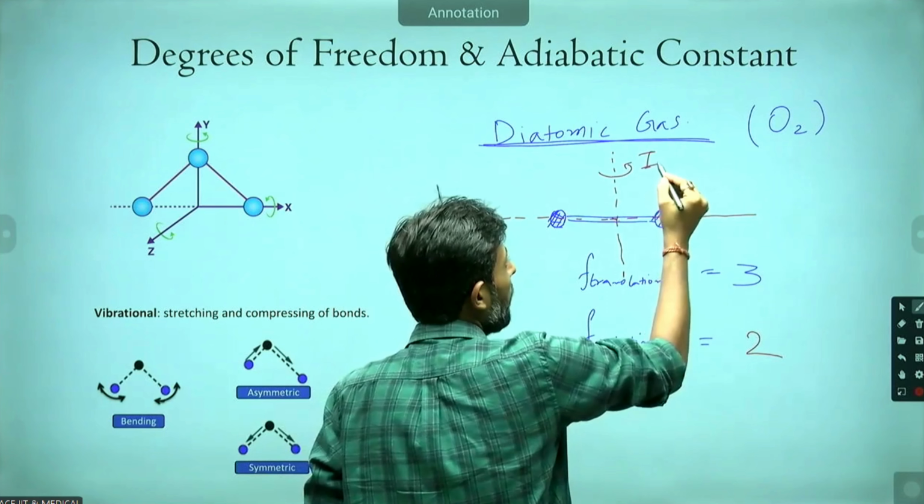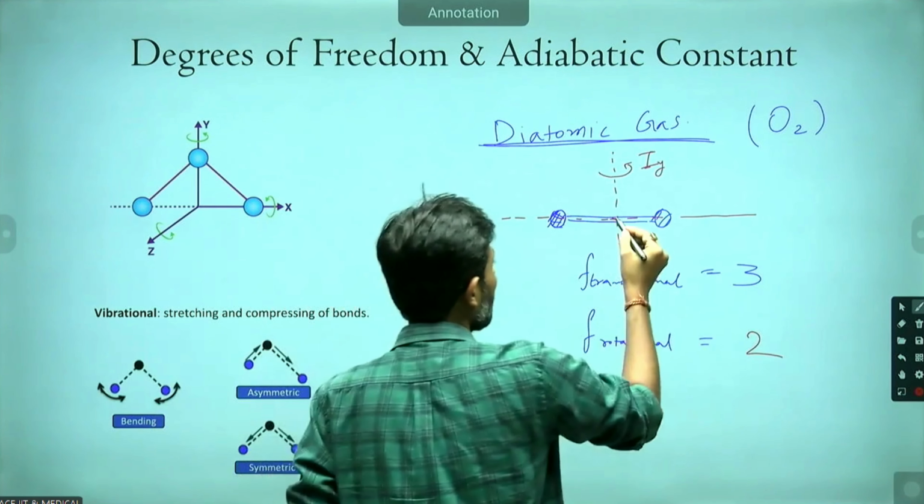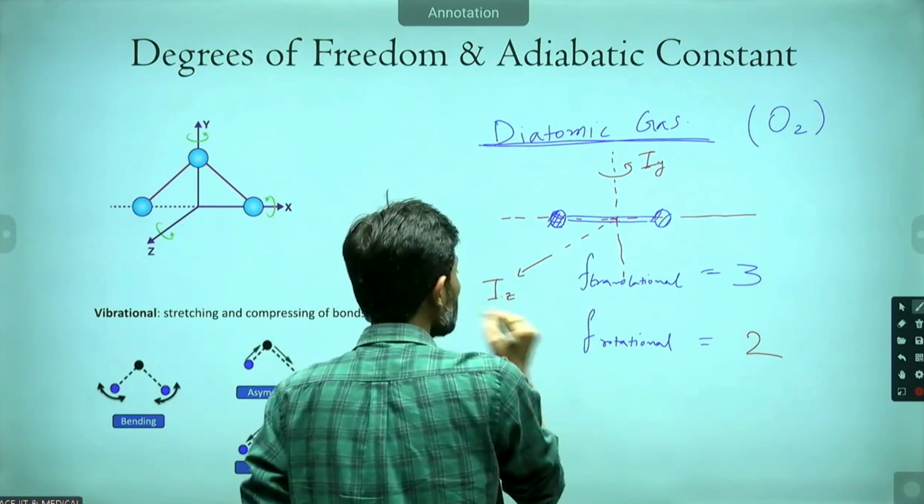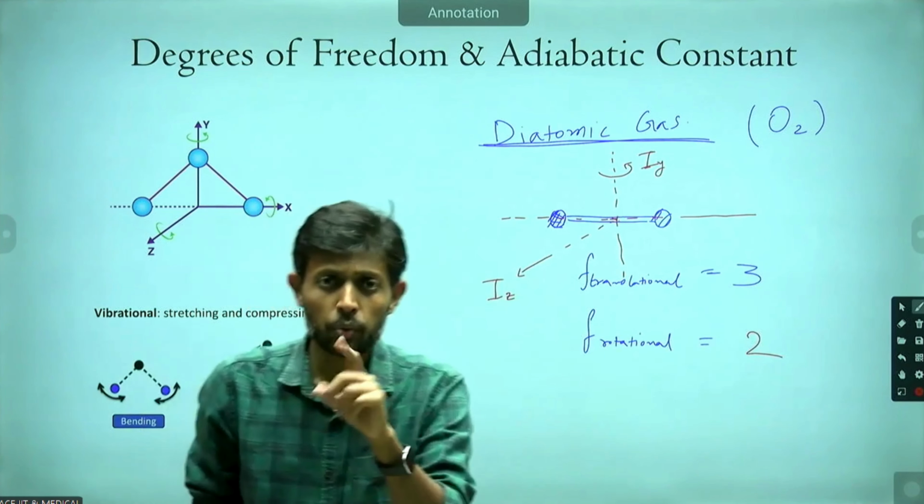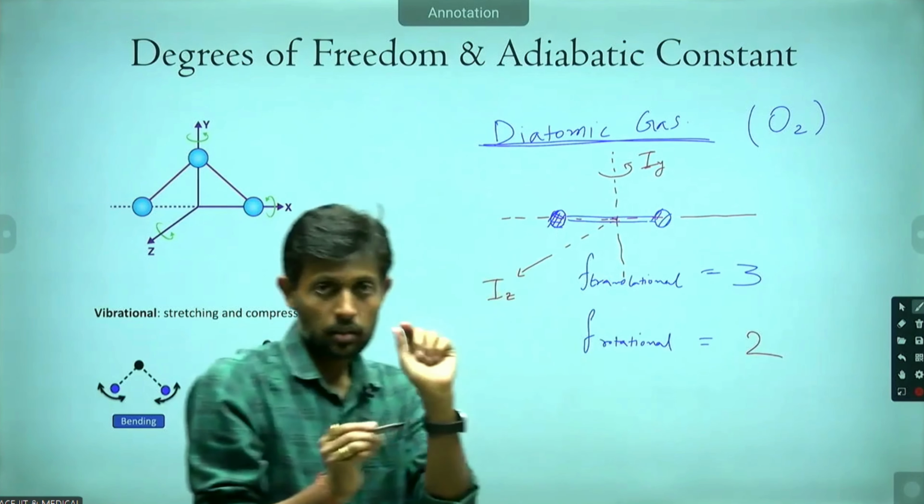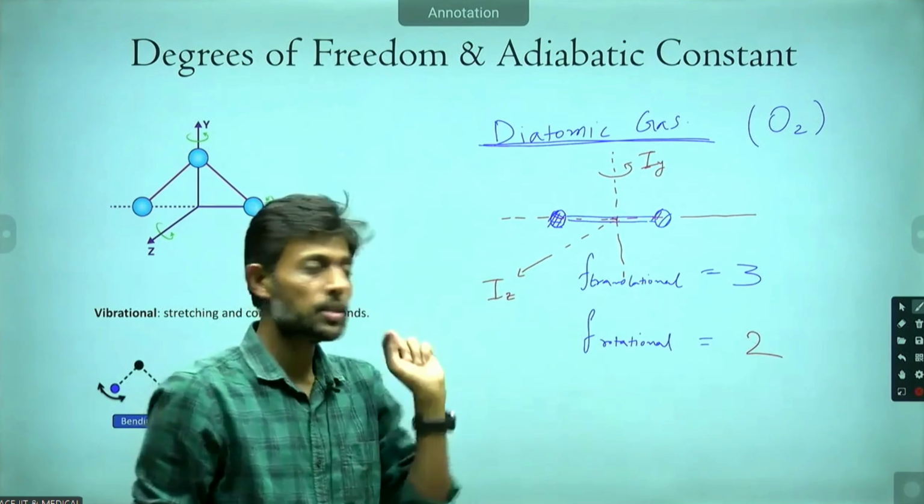Moment of inertia about the y-axis is significant. We are going to count that. Moment of inertia about the z-axis is also significant. We are going to count that. Because what is it? It is mr square, where r is the distance from the axis to the mass.